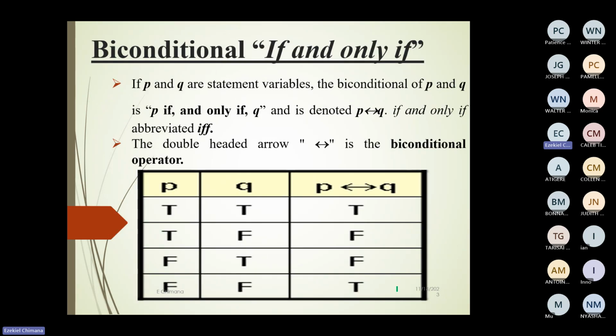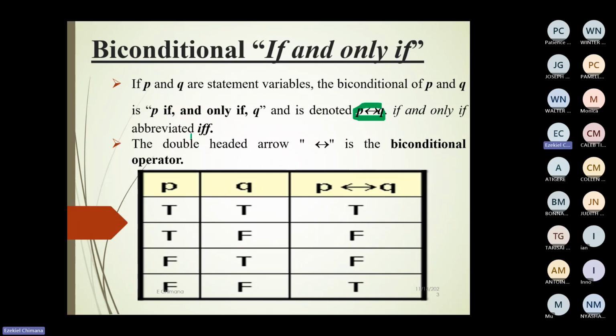Then there is the biconditional, which is the if and only if statement. So if P and Q are statement variables, the biconditional of P and Q is P if and only if Q, and is denoted by this double arrow, which is the forward and backward arrow.